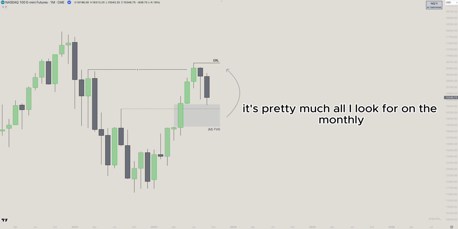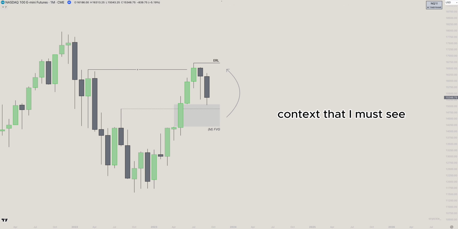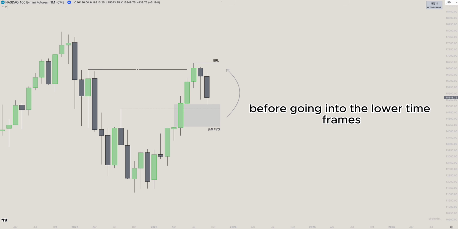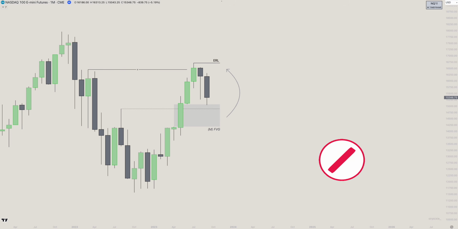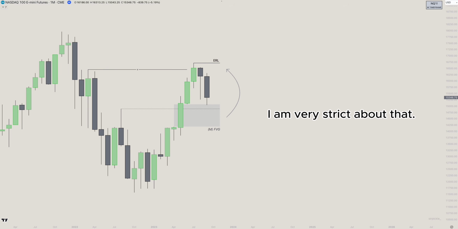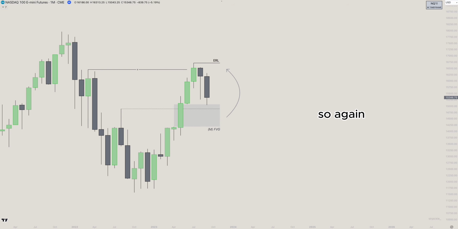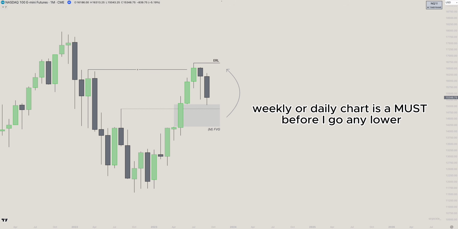It's pretty much all I look for on the monthly, weekly, and daily charts. This is that higher time frame context that I must see before going into the lower time frames. No context means no trade. I am very strict about that. That is huge. That higher time frame context leads you to your lower time frame market maker models and ultimately to your entry.